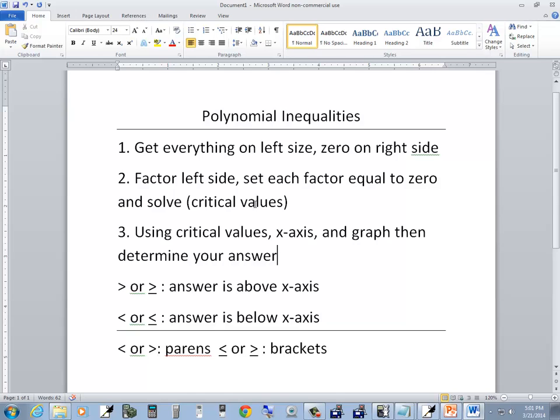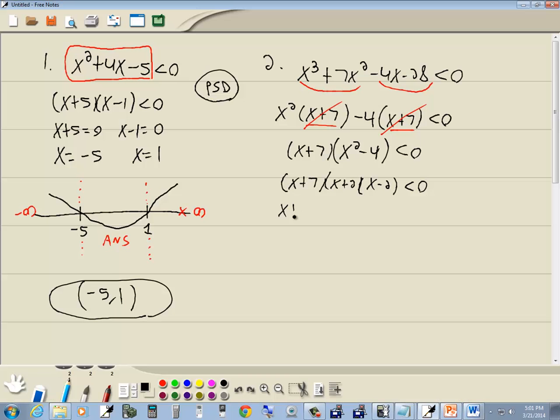Now we're going to set each factor equal to 0 and solve. So we've got x plus 7 is equal to 0, x plus 2 is equal to 0, and x minus 2 is equal to 0. So that gives us x equals -7, x equals -2, and x equals a positive 2.